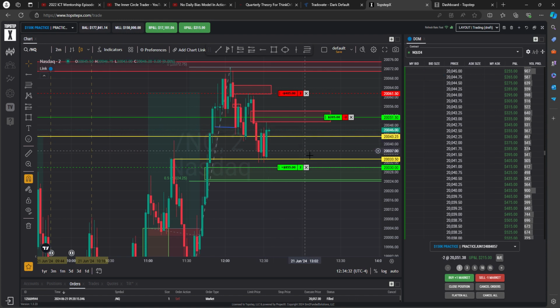And I know it is kind of a counter trend trade, so that's why I'm not reaching for a home run. I'm just getting that less than the 50%, and I'm out. Quick scalp trade.